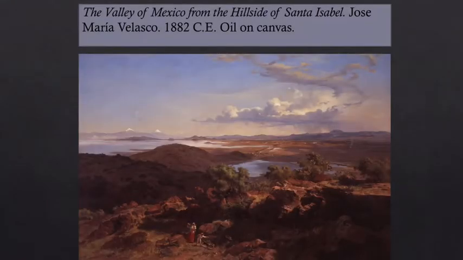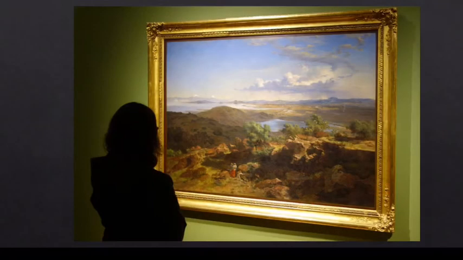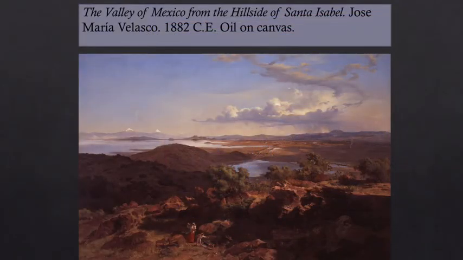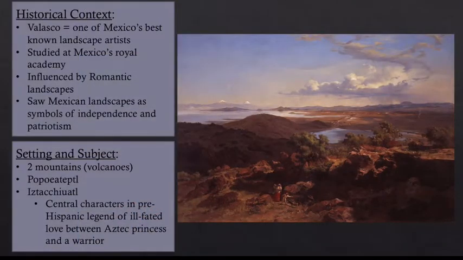First up, The Valley of Mexico from the Hillside of Santa Isabel by Jose Maria Velasco. This is oil on canvas, and it's actually quite large. Now, this painting is just full of references to Mexican heritage. In fact, Mexican nationalism is at an all time high at this point. We're about to enter a phase in Mexican history of about 60 years of revolutionary activity in which European leadership is actually thrown out and you have self rule by Mexico.